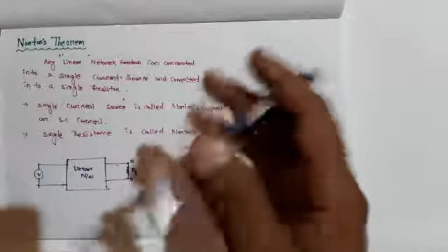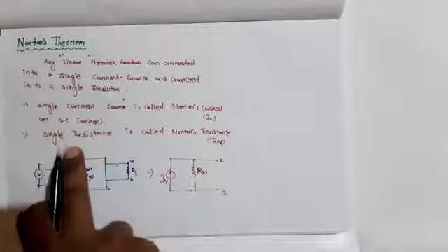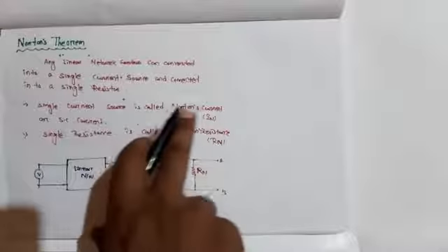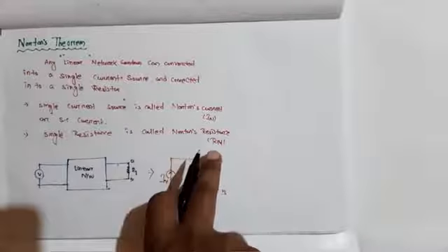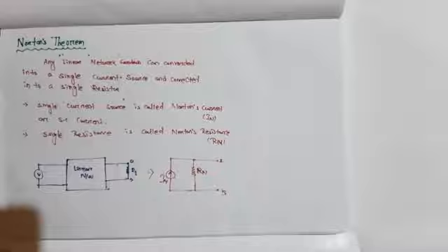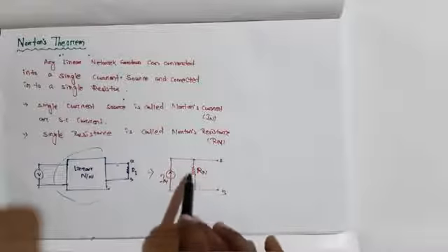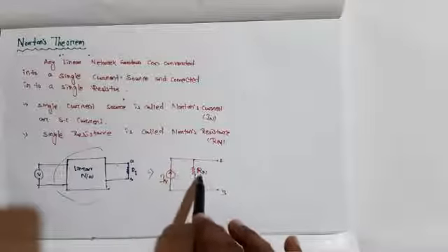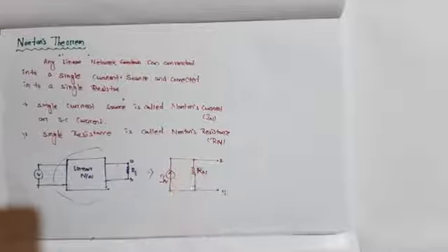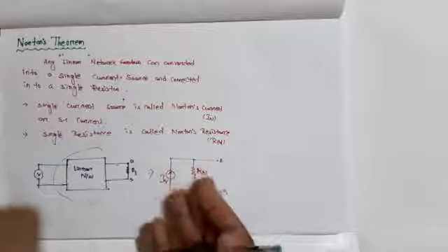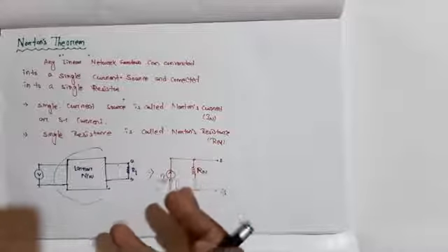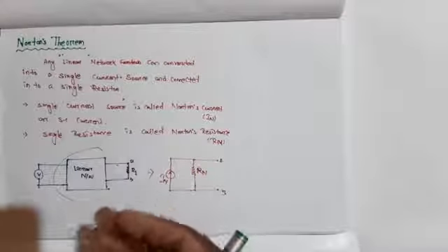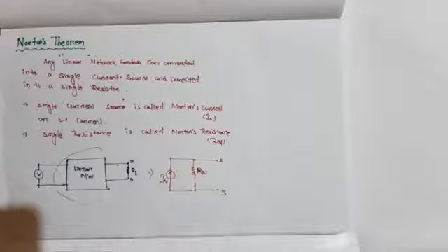Here we can see this single current source is called Norton current or short circuit current, and this single resistance is called Norton equivalent resistance. This type of linear network can be converted into a single current source in parallel with a single equivalent resistance. How to find this single current source and single resistor? Then we go to the procedure to find the Norton current and Norton resistance.